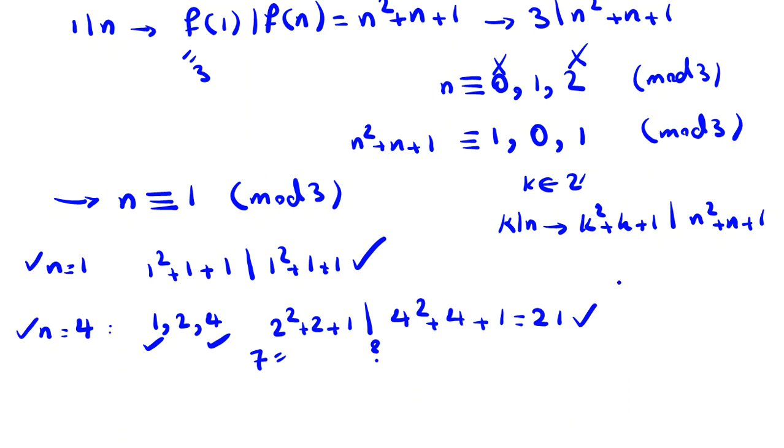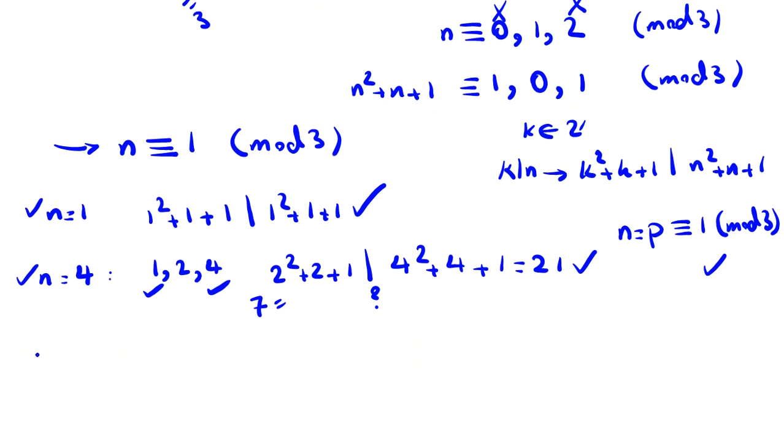And now let me tell you something. If n is a prime p that is 1 mod 3, it is okay. Why? Because the only divisors are 1 and p. So n equals 7 is okay, because it is prime, the only divisors are 1 and 7, and it's okay.